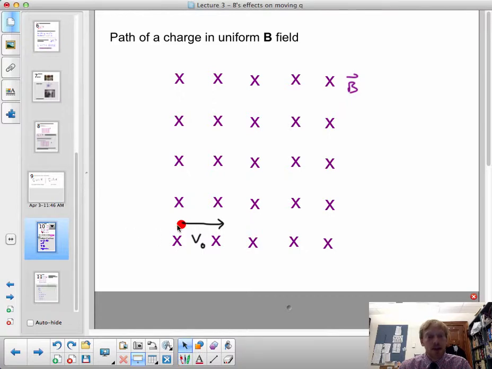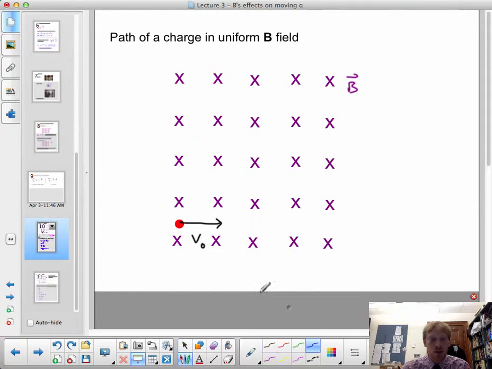Let's say that I have a positive charge that is moving into a region of magnetic field with an initial speed v naught, and it's moving to the right, and the magnetic field is into the page. I'd like to ask, what direction is the magnetic force? Well, I guess if I take V cross B, then I see that the magnetic force on that moving charge points up, straight up the page. So there's FB. And so what does that do to the trajectory of the charge?